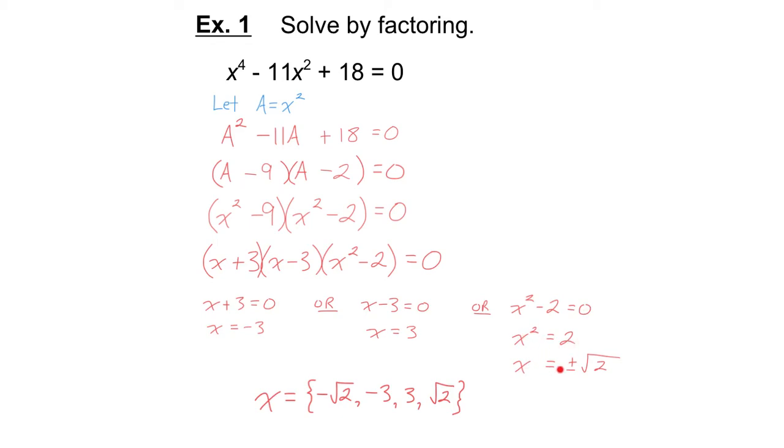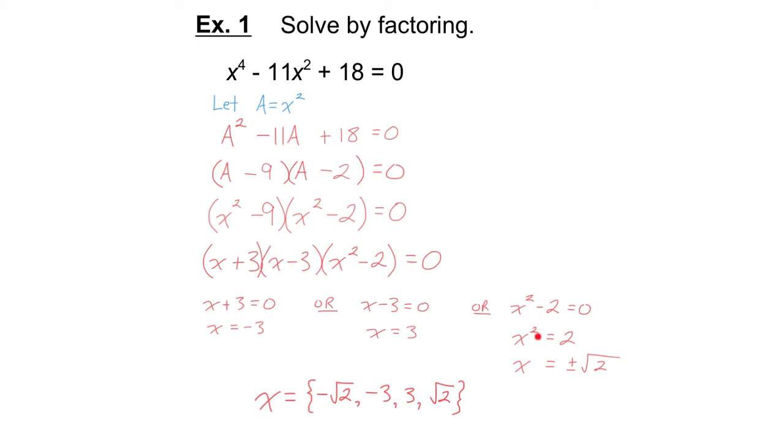Now here I did x is equal to the positive or negative square root of 2. Watch out for that. It's not just the square root of 2, it can also be the negative square root of 2. For example, if I said x squared equals 25, well, x could be 5 because 5 times 5 is 25, or x could be negative 5, because negative 5 times negative 5 is also 25.